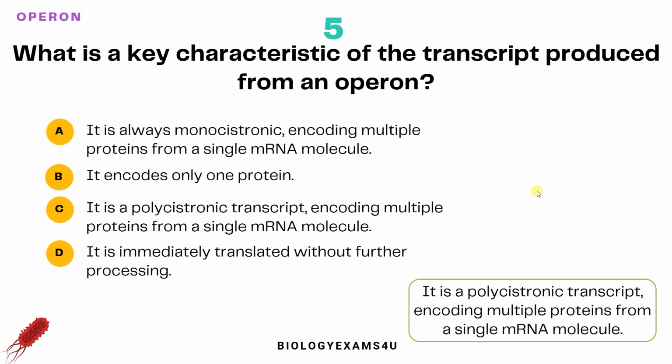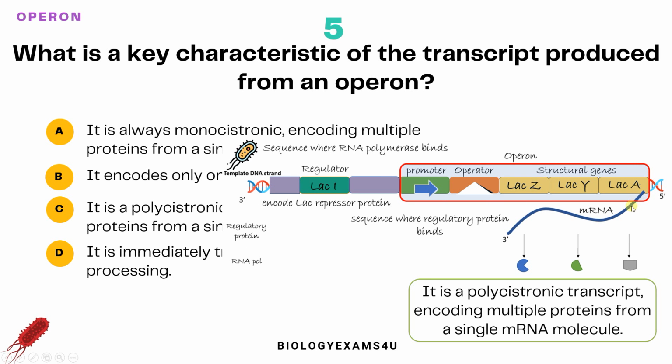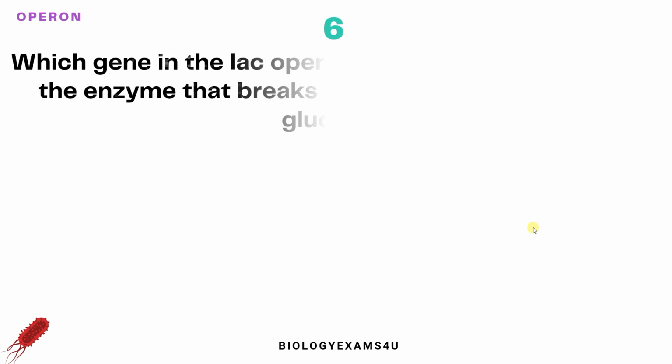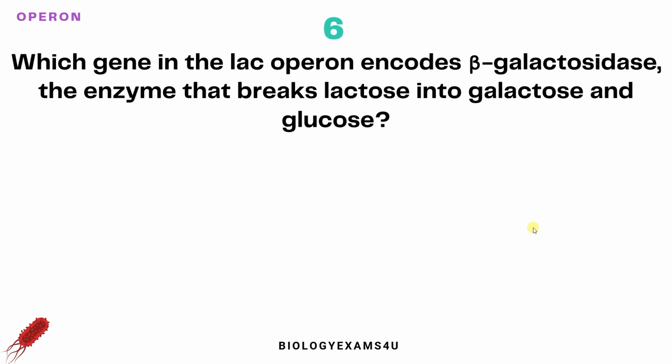The correct answer is it is a polycistronic transcript encoding multiple proteins from a single mRNA molecule. As you see here, this is the polycistronic mRNA transcript that is formed by the transcription of the structural genes encoding multiple proteins from a single mRNA molecule. Question number 6. Which gene in the LAC-operon encodes beta-galactosidase, the enzyme that breaks lactose into glucose and galactose?